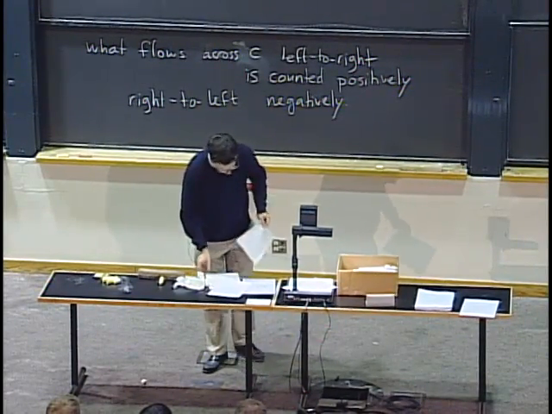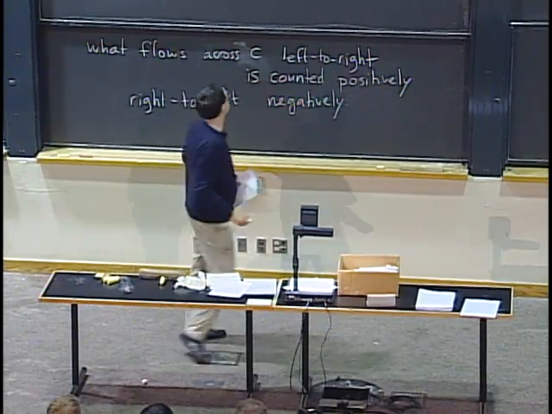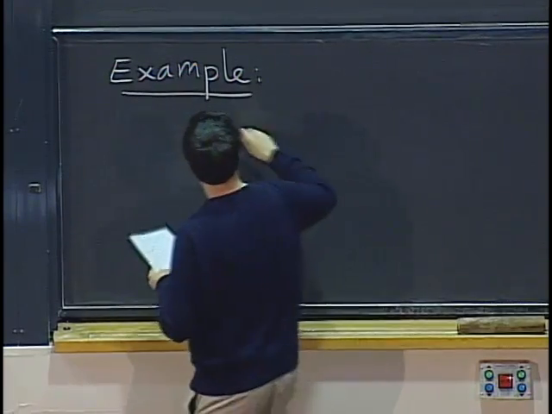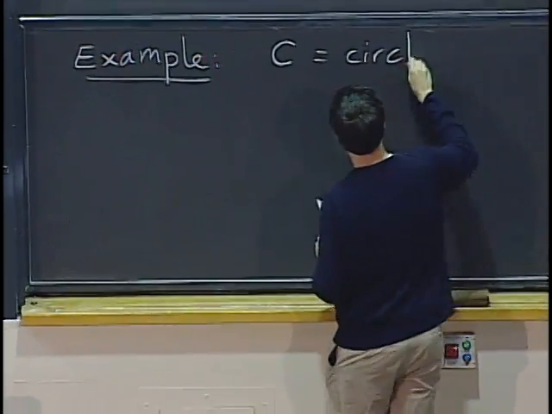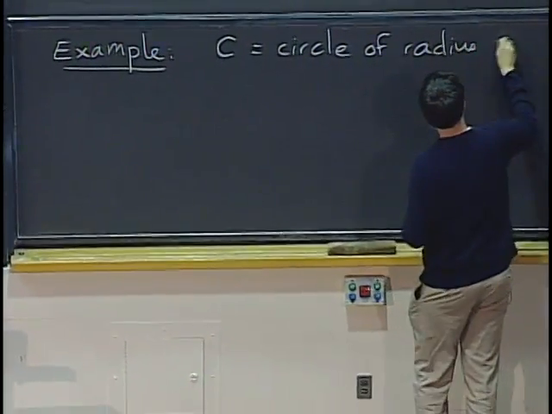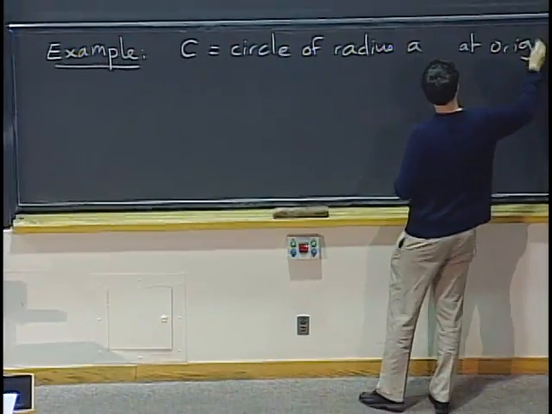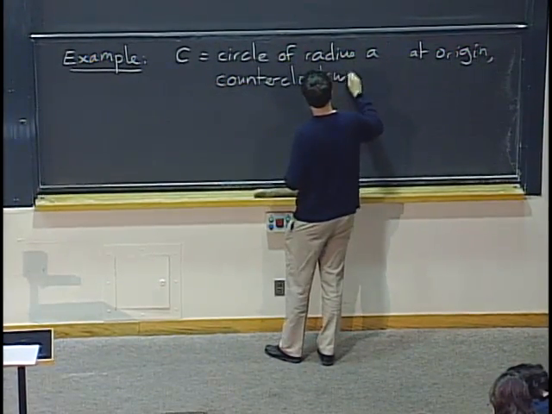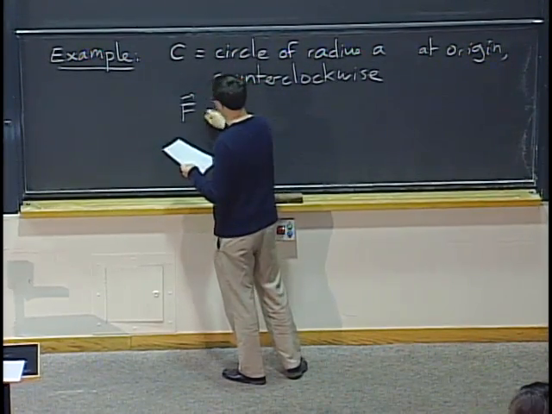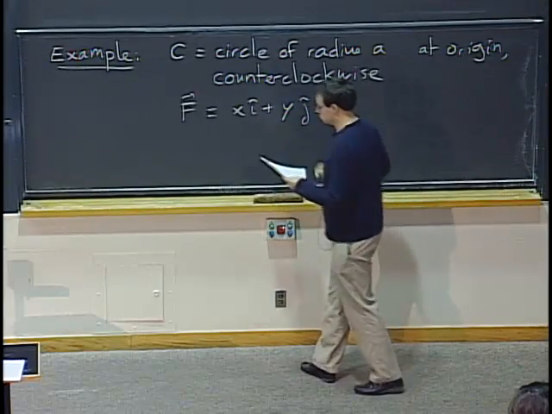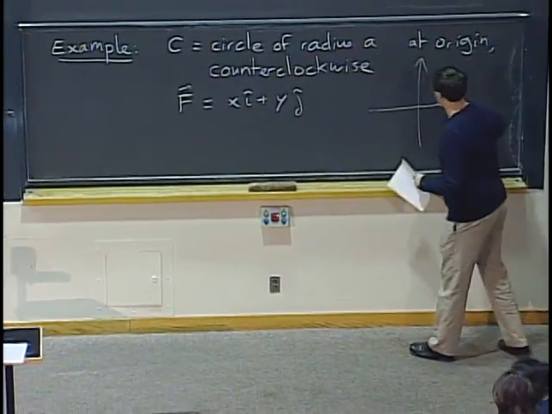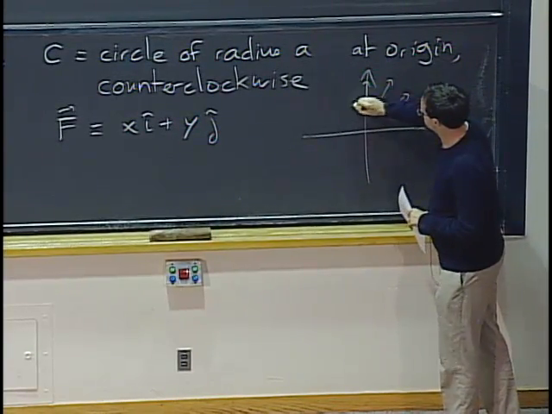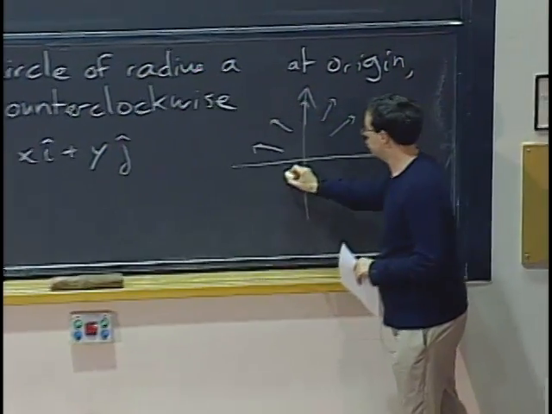So, well, let's start with a couple of easy examples. Okay, so let's say that C is a circle of radius a centered at the origin, going counterclockwise. And let's say that our vector field is x i plus y j. So what does that look like? So remember, x i plus y j is a vector field that's pointing radially away from the origin. Right? Because at every point, it's equal to the vector from the origin to that point.